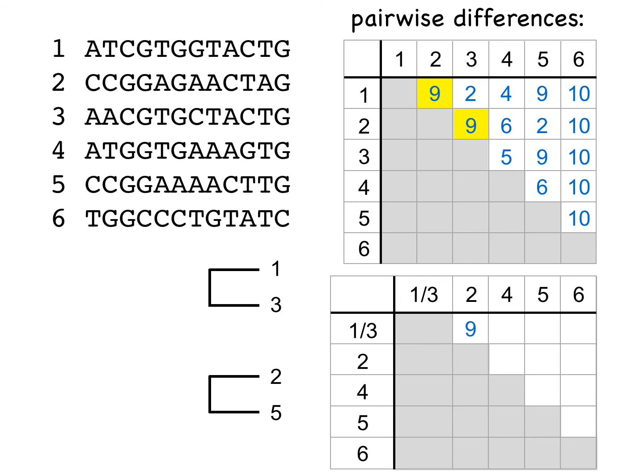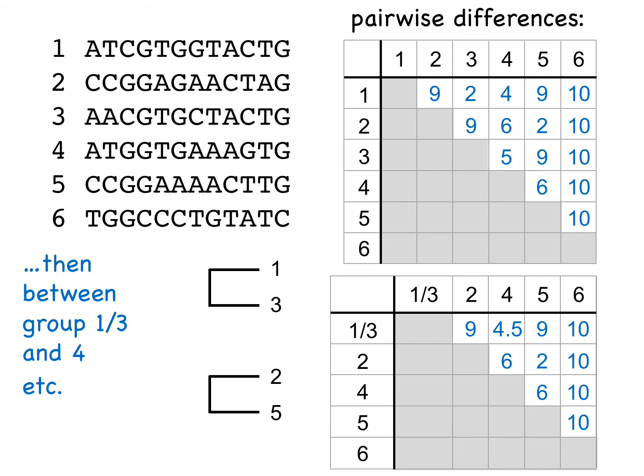Then we're going to compare group 1 and 3 with 4, and we're basically using the same logic. We're going to look at how many differences there are between 1 and 4 and between 3 and 4. I'll highlight those in the table above again. So that's the number of differences between 1 and 4: there's 4 differences. And between 3 and 4, there's 5 differences. So the average of those two is now 4.5, and we'll put that in the lower table.